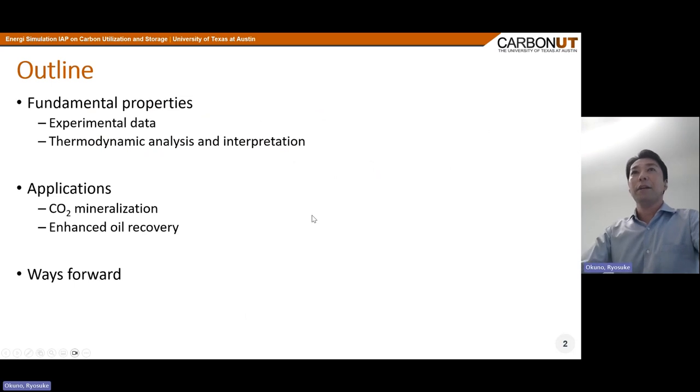So here's the outline. I'm going to start with fundamental properties of aqueous nanobubble dispersions, and I'm going to present the two potential applications in CO2 mineralization and enhanced oil recovery. And then I'm going to conclude the presentation with a list of the tasks to be done for field-scale deployment.